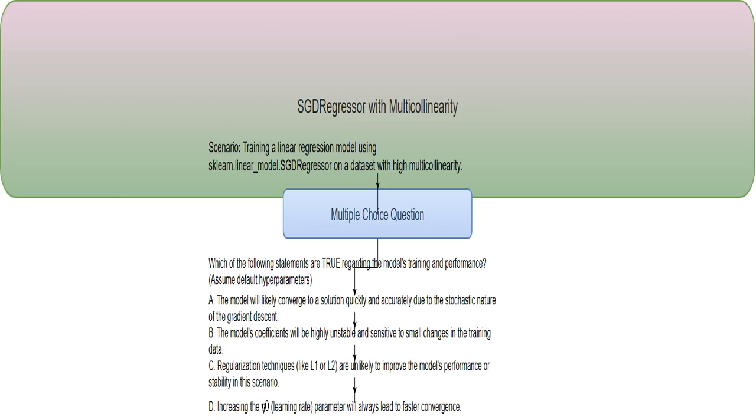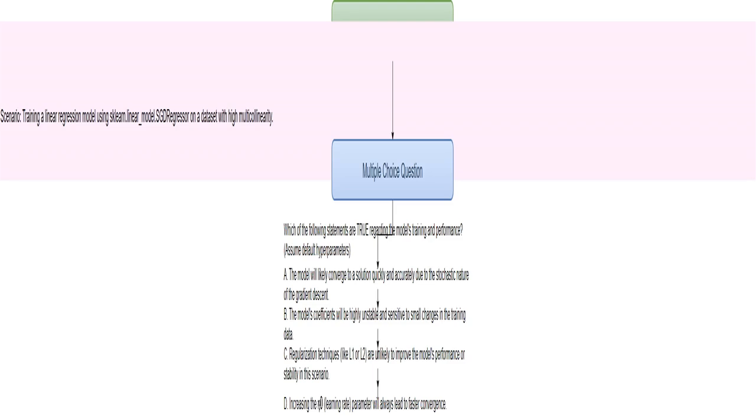We're using SGDRegressor, a type of linear regression model from the scikit-learn library, and I want to point out that it uses stochastic gradient descent. The key here is multicollinearity, which means our input features are highly correlated. This is important because it impacts how the model behaves. I'm setting up the scenario.